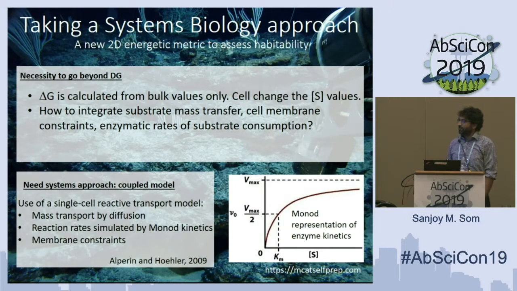So we've used a single-cell reactive transport model developed by Alperin and Hoehler in 2009 that takes diffusion as the mass transport mechanism. Because we're working with simple molecules like CO2 and hydrogen, they just diffuse through the membrane. The reaction rates are simulated using Monod kinetics. That's the plot on the right I'll talk about in a sec. And we can take into account the membrane, which slows down the diffusion process. So the reaction rate is the Monod kinetic reaction here.